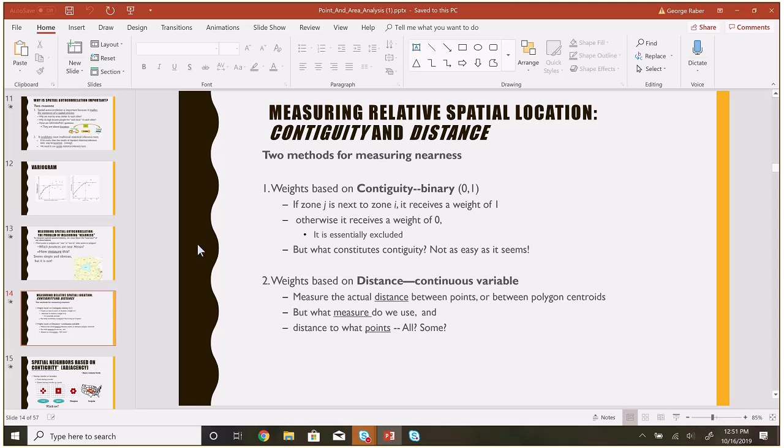However, we could also base them on distance and then set the weights on some continuous variable. So they could measure the actual distance between points, between polygon centroids, and usually what we do is weight them inverse to distance. In other words, as you get further away, they have less of a weight. So in the scatter plot, I gave the example before, you could double count or triple count it, but you could also count it as 2.5 of a value rather than 1 of a value. So you can multiply it by the weight.